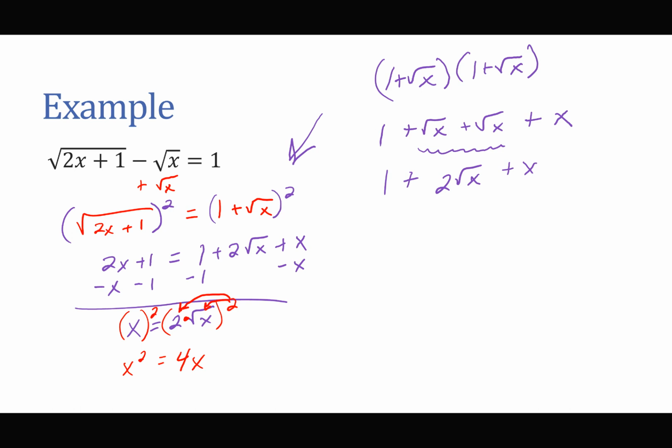X squared equals 4x. I have a quadratic that I want to solve, so I could say x squared minus 4x equals 0.